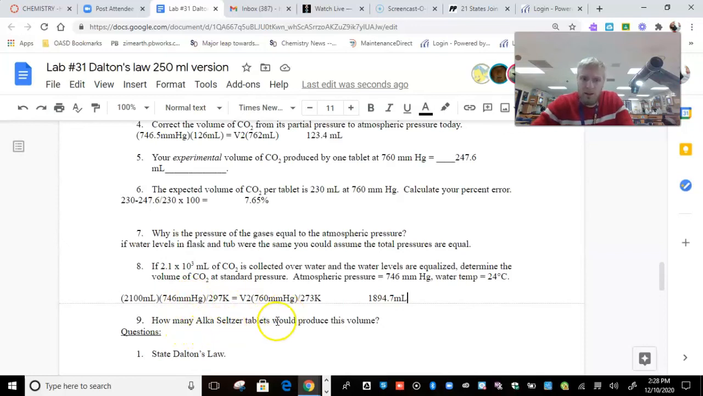So the next question is, how many Alka-Seltzer tablets would you produce? Under standard conditions, 230 milliliters is equivalent to the amount of CO2 produced by one tablet. Well, how about 1894 milliliters? So we're going to take 1894 divided by our 230. I'm getting 8.2. So I need at least 8.2 Alka-Seltzer tablets in order to produce 1894 milliliters of CO2 gas.